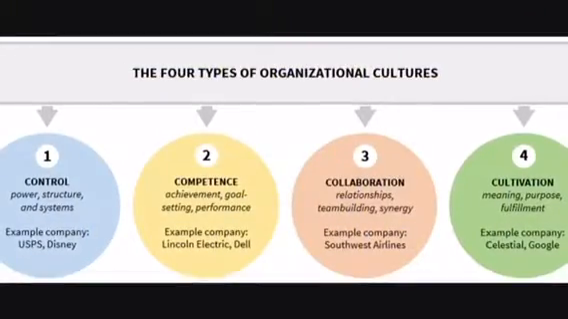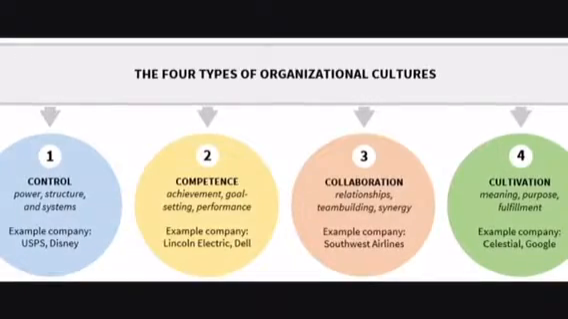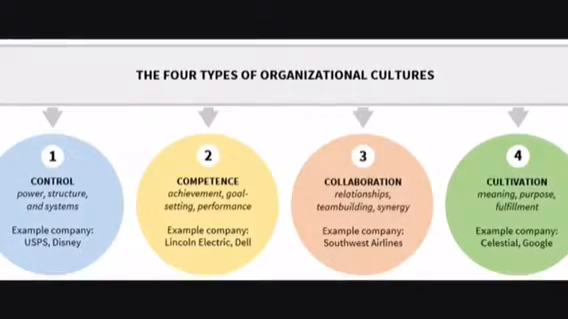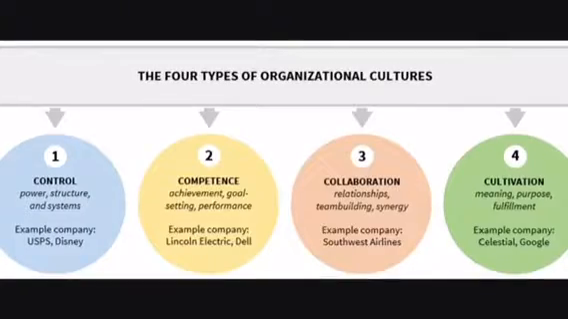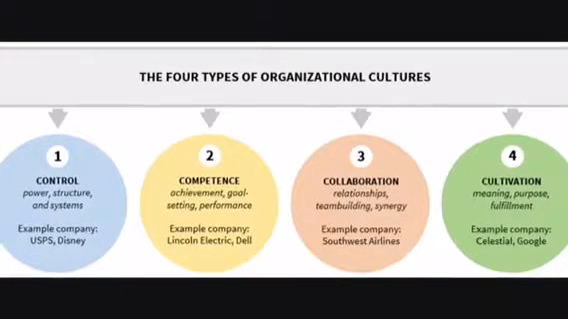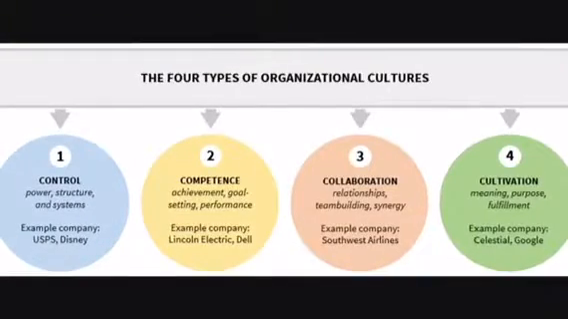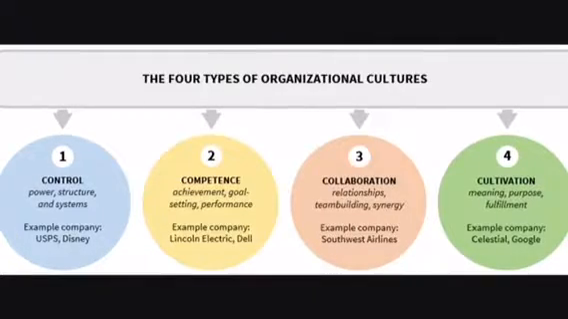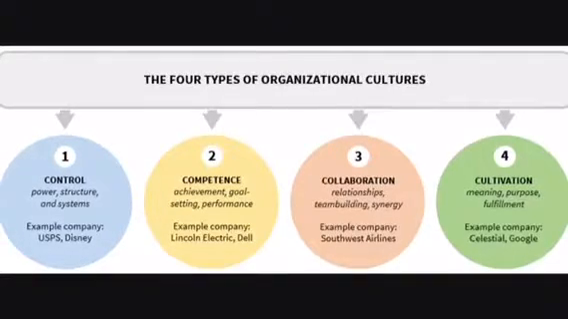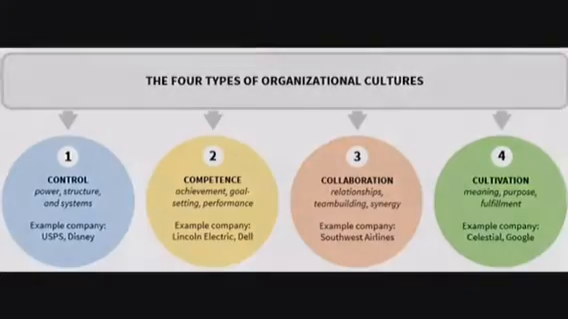Next, in the middle section of this chapter, we will look more deeply into William Schneider's 4 types of organizational cultures. The core cultural types identified by Schneider are control, collaboration, competence, and cultivation cultures. This chapter provides insights into each of these types, identities, and characteristics.